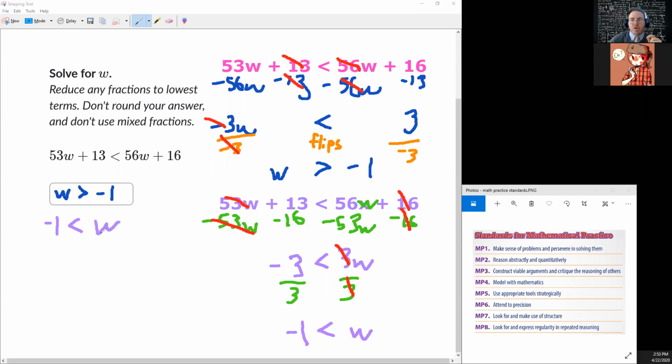Now, if you look at the two number sentences over here for my two answers, they are the exact same thing. They're just written in opposite directions. So W is greater than negative 1. Negative 1 is less than W. Those mean the exact same thing. So really, either way would be considered correct.